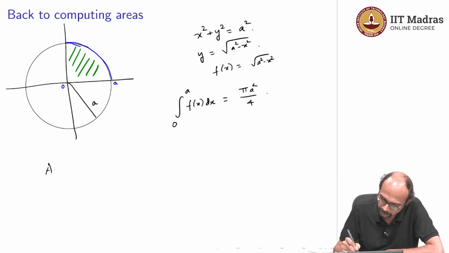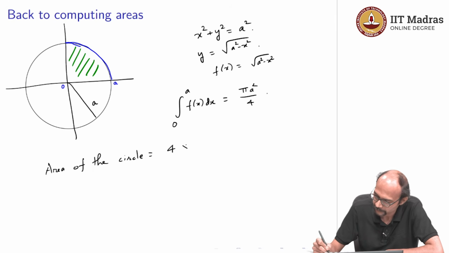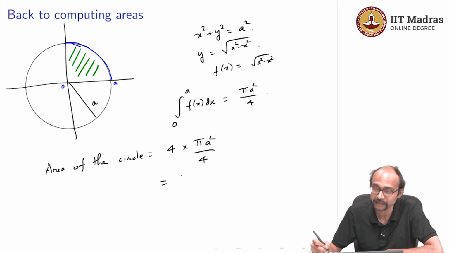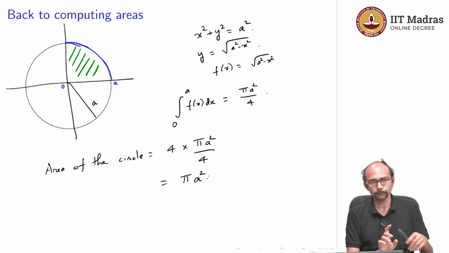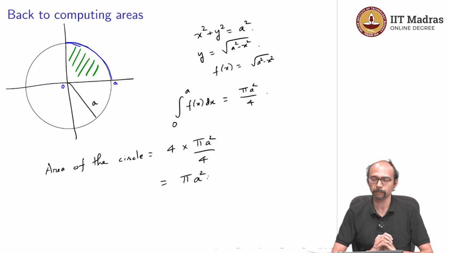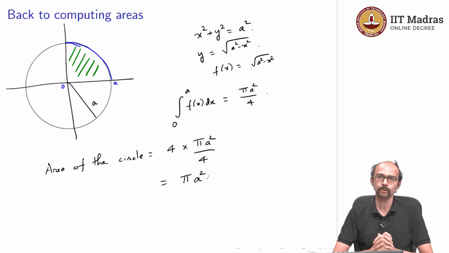But now the area of the circle is 4 times this area. So, it is 4 times pi times a squared by 4, where remember that a is the radius. So, this gives us pi times a squared. If you think of your radius as r instead of a, you would have gotten pi r squared, the formula that we know, and now we have a complete proof of this. So, I hope this explains to you one way of how we are going to compute areas using integrals.